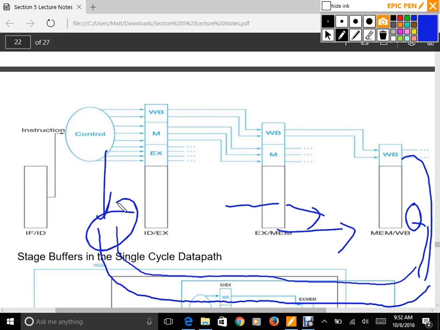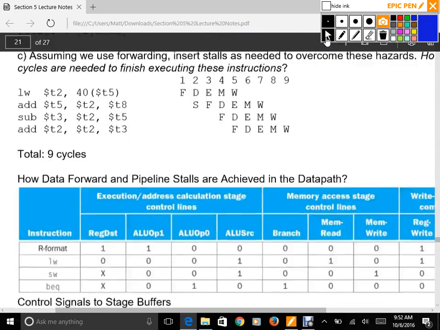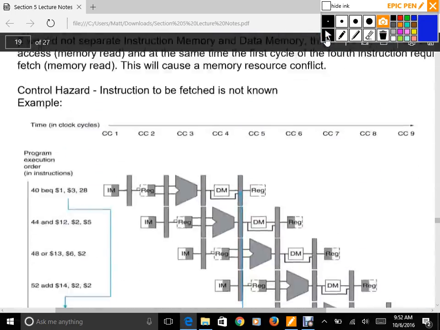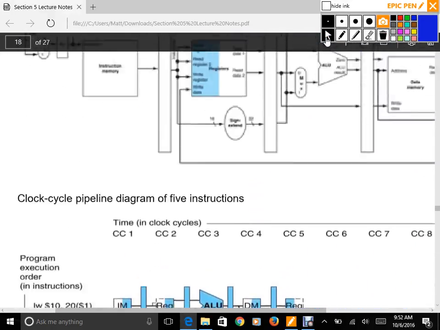You want them coming together. You want the register write and the value you're writing to the register. Scroll past all of this as well. Any other questions?